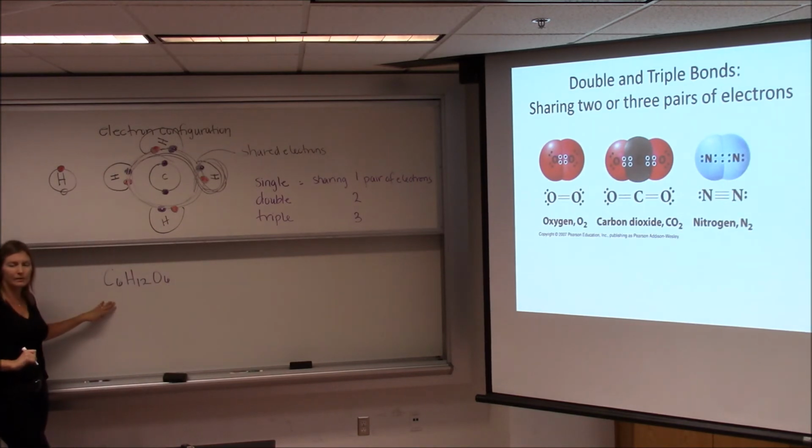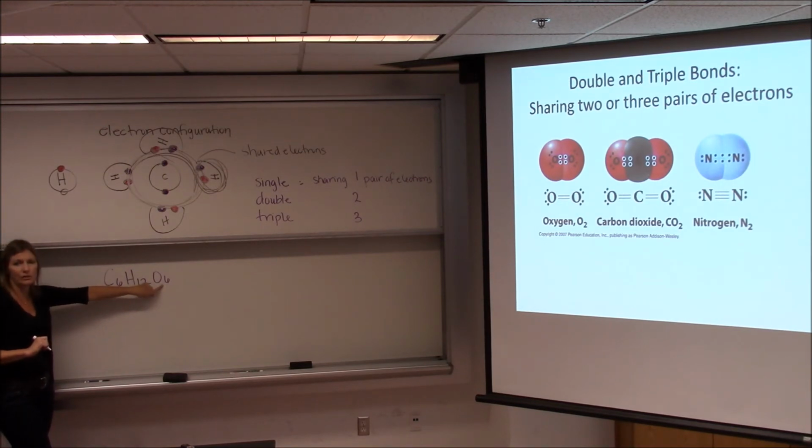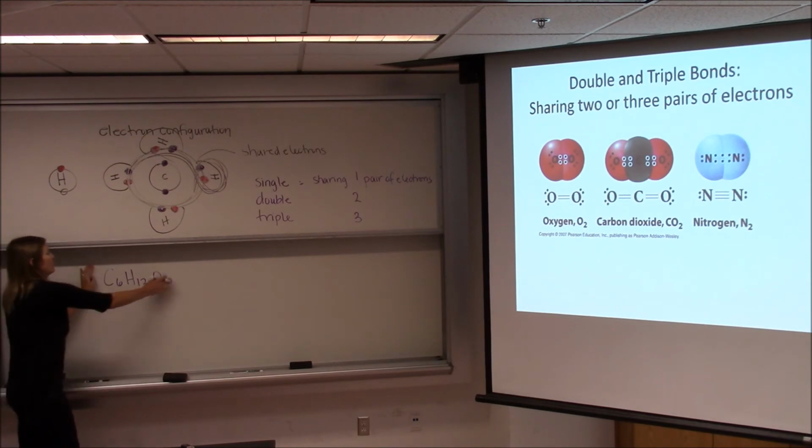Okay, this is glucose. It's also fructose and galactose. They all three have the same chemical formula. This is telling you that there are 6 carbons, 12 hydrogens, and 6 oxygens that make up this molecule. It doesn't tell you in what order they occur, how they're configured. It just tells you the total number of each atom. And this is one molecule.